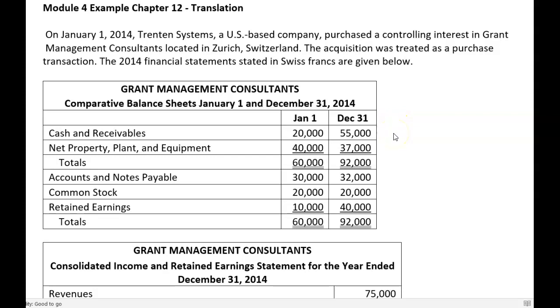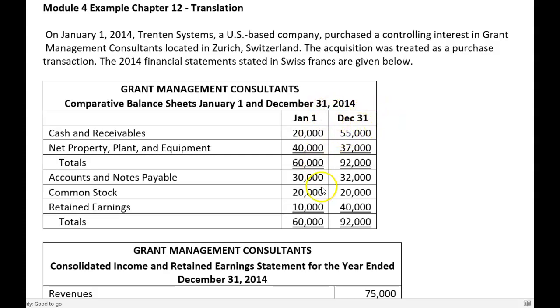In this example, we'll look at what happens when a US-based company purchases an interest in another company that is located outside of the US, and how to bring those financial statements together to prepare consolidated financial statements at the end of the period. So you have a balance sheet here for Grant Management Consultants, January 1 of 2014 and December 31st of 2014 balances.